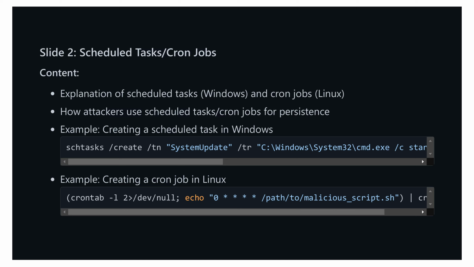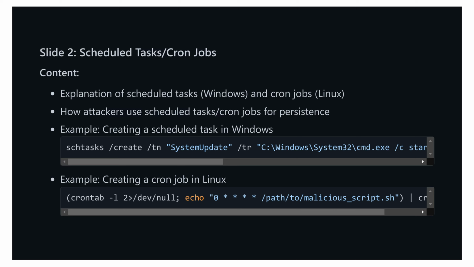Shell: (crontab -l 2>/dev/null; echo "0 * * * * /path/to/malicious/script.sh") | crontab -. This command ensures that a malicious script runs at the top of every hour by appending an entry to the existing cron jobs. Understanding these techniques is essential because detecting and mitigating such persistence mechanisms is often the key to securing a system after an intrusion.